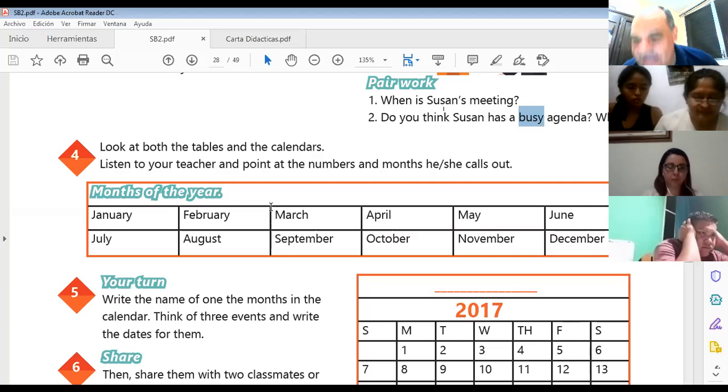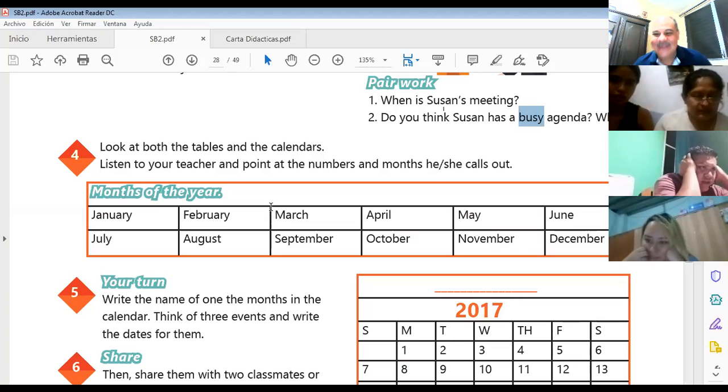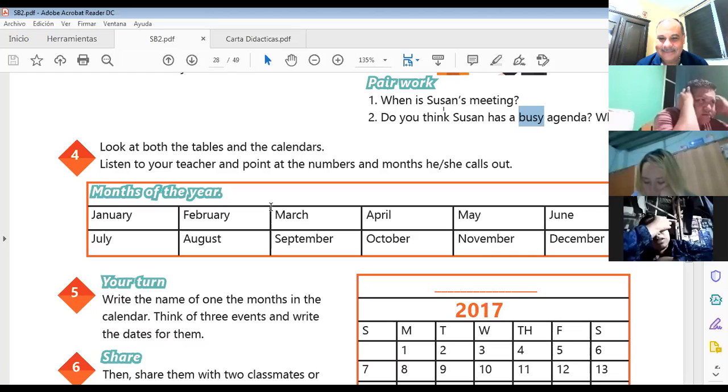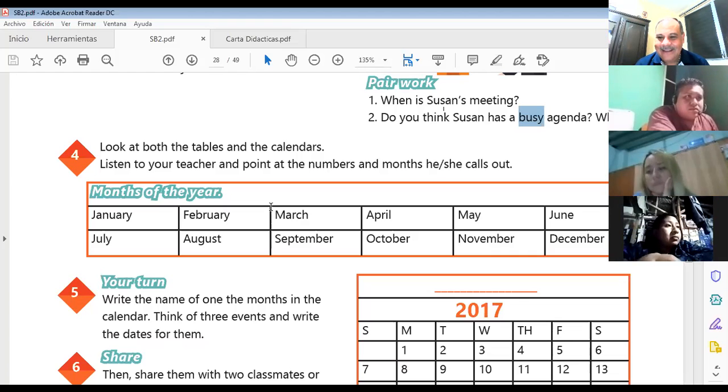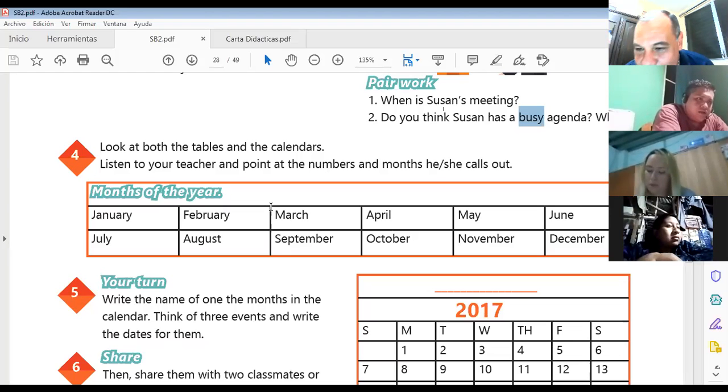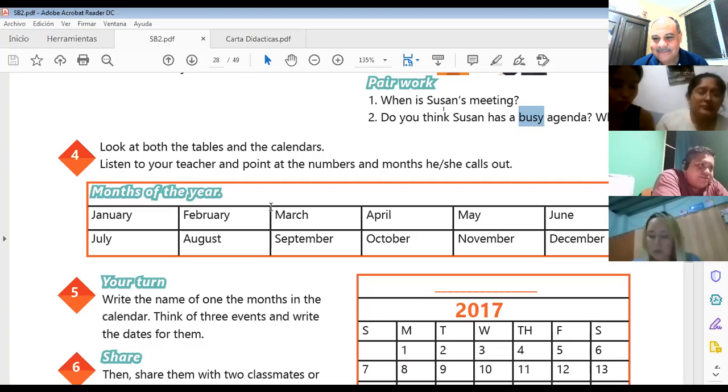What is the sixth month of the year? The sixth month of the year is June. Okay, what is the third month of the year? The third month of the year is March. Okay, what is the 11th month of the year? The 11th month of the year is November. Okay, what is the ninth month of the year? The ninth month of the year is September.